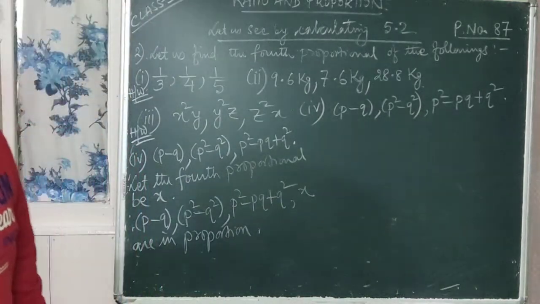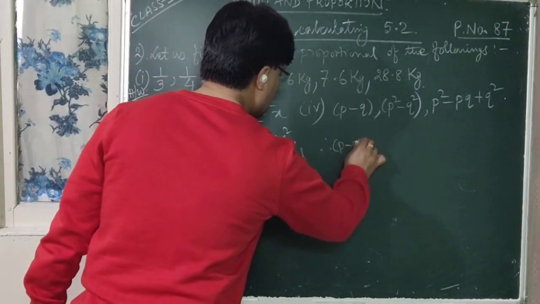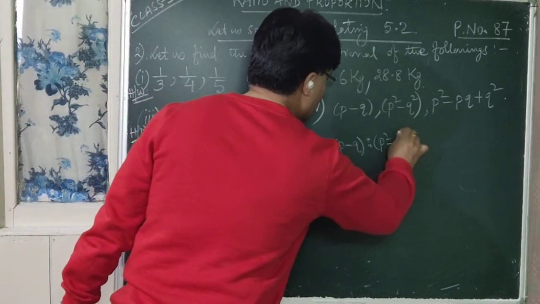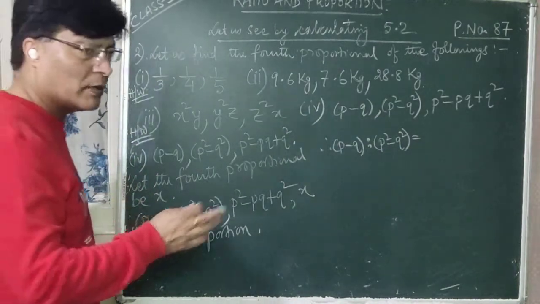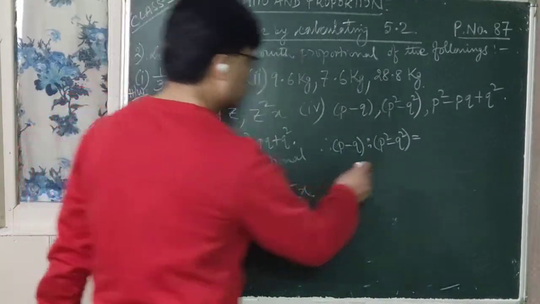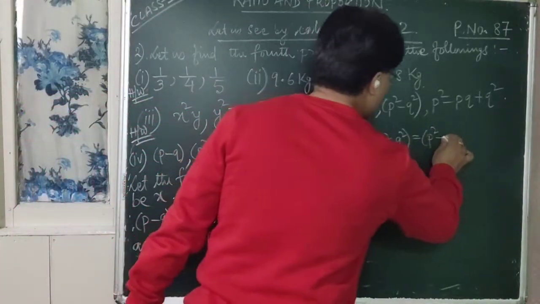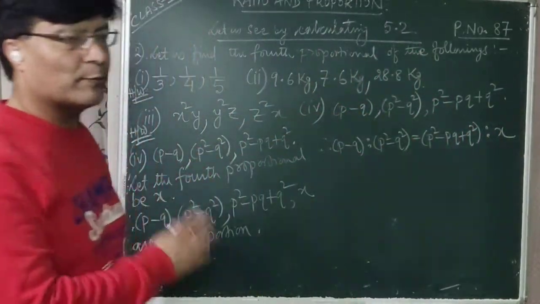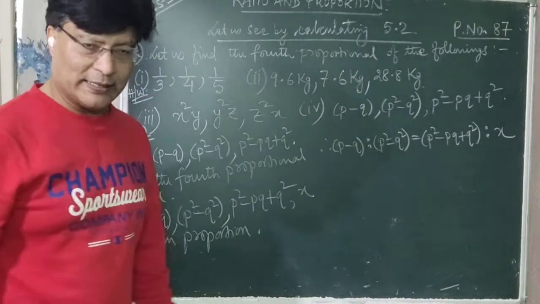Are in what? They are in proportion. So what can we write from the definition of proportion? So in the next step we can write down that p minus q is to p square minus q square is equal to, that is the ratio between the first 2 terms is equal to ratio between the second 2 terms. That is third term is to fourth term. What is the third term out here? P square minus pq plus q square is to x. X is the fourth proportional here. So let us find out the value for x.